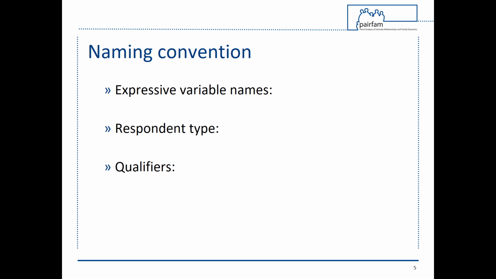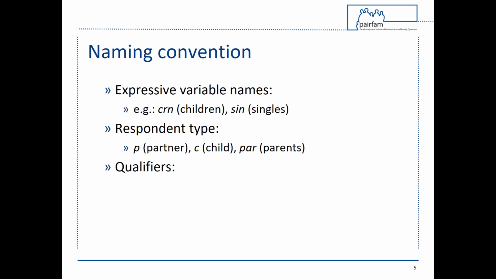Is there a variable naming convention? The goal in naming the pairfam variables was to create expressive variable names. For example, CRN for the children module and SIN for the module for singles. Furthermore, responses from different respondent types are recognizable by a prefix: P for partner, C for child, and PAR for parents. Pairfam also implements qualifiers. For example, D stands for day, M for month, and Y for year, H for hour, and M for minutes.